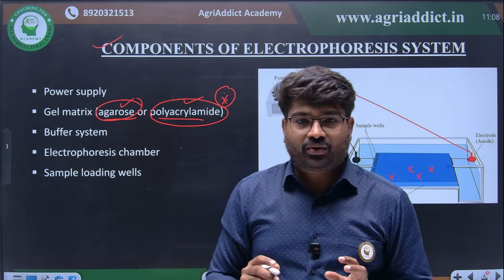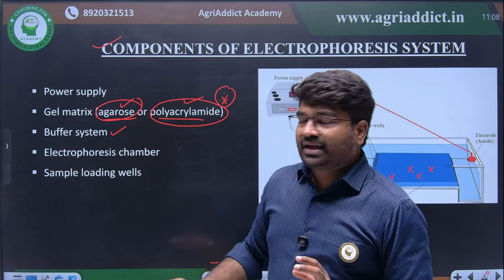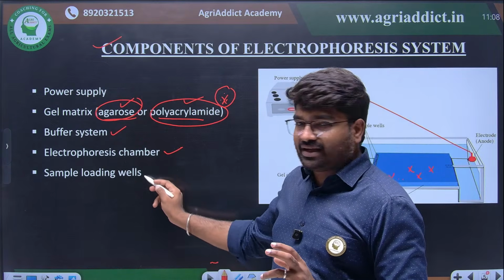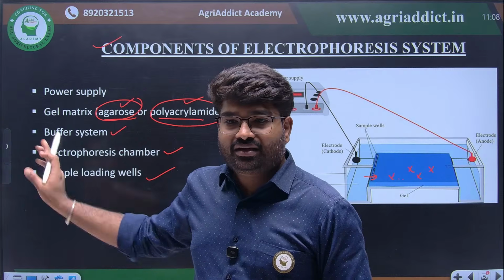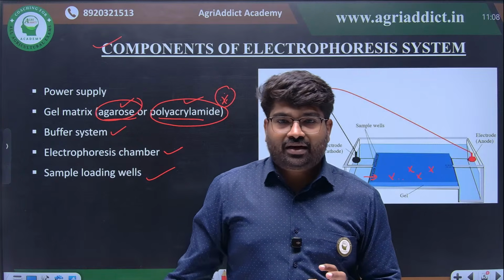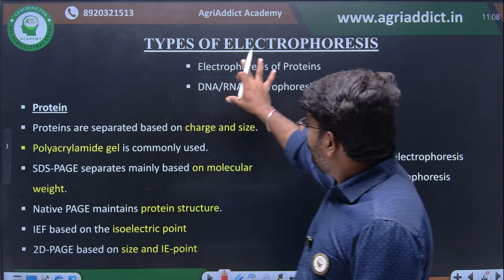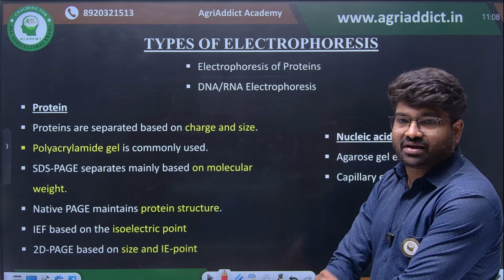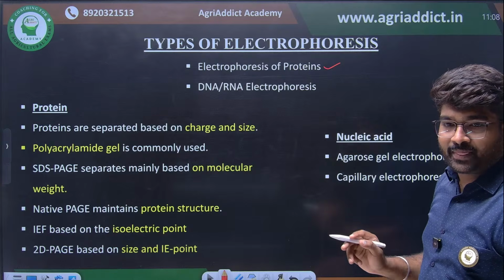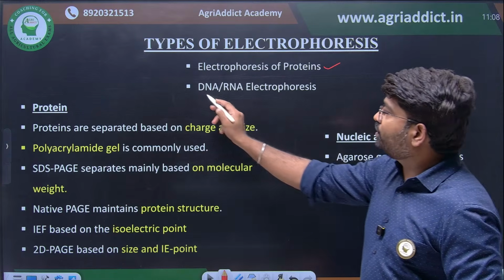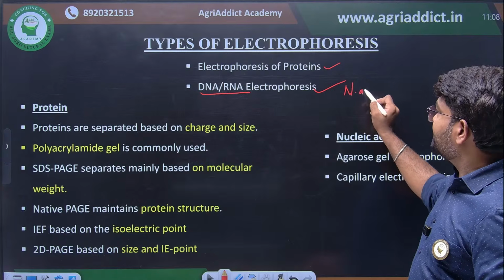Another objective point, important point also. Apart from that, buffer system will be there, electrophoresis chamber will be there, and sample loading wells will be there. These are the major components of the electrophoresis system. Next, there are two different types of electrophoresis. First is electrophoresis for protein and second is electrophoresis for DNA and RNA molecules, that is nucleic acid.